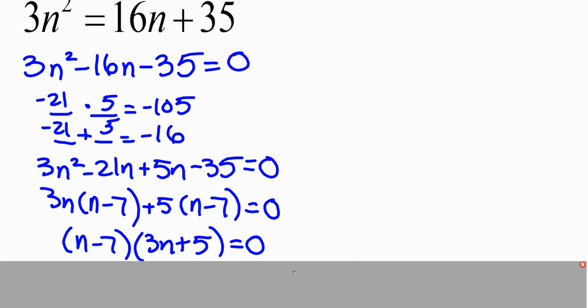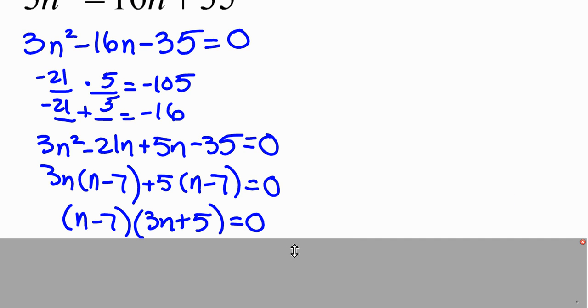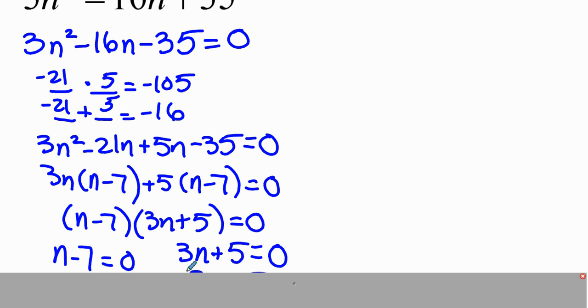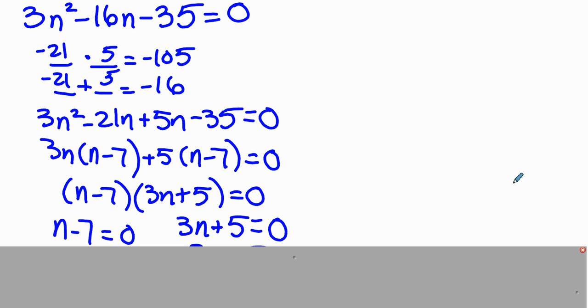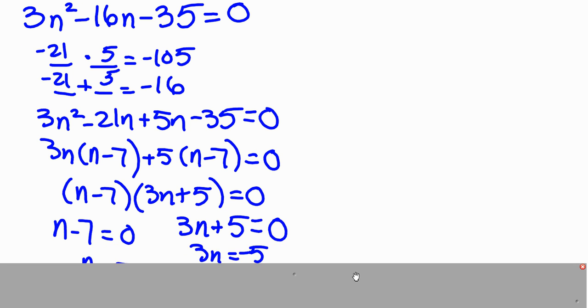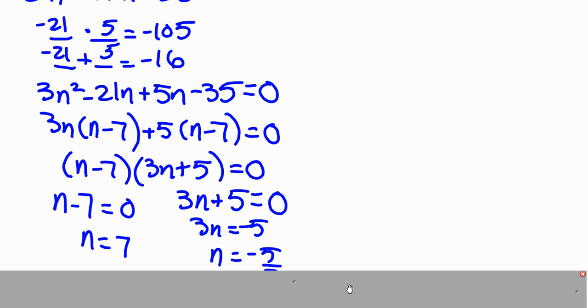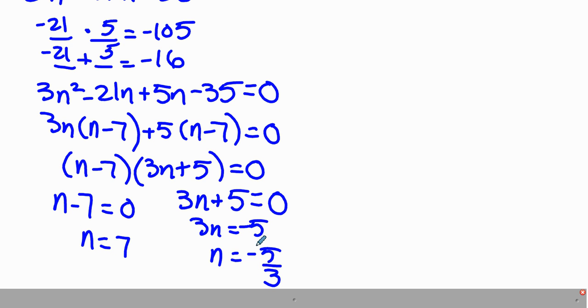Now, to solve, we take each factor and set it equal to 0. So if we have n minus 7 equals 0, we can solve this equation by adding 7 to each side. The one on the right, again, trying to solve for n, we would have to subtract 5 and then divide by 3. So our two solutions would be 7 and negative 5/3.